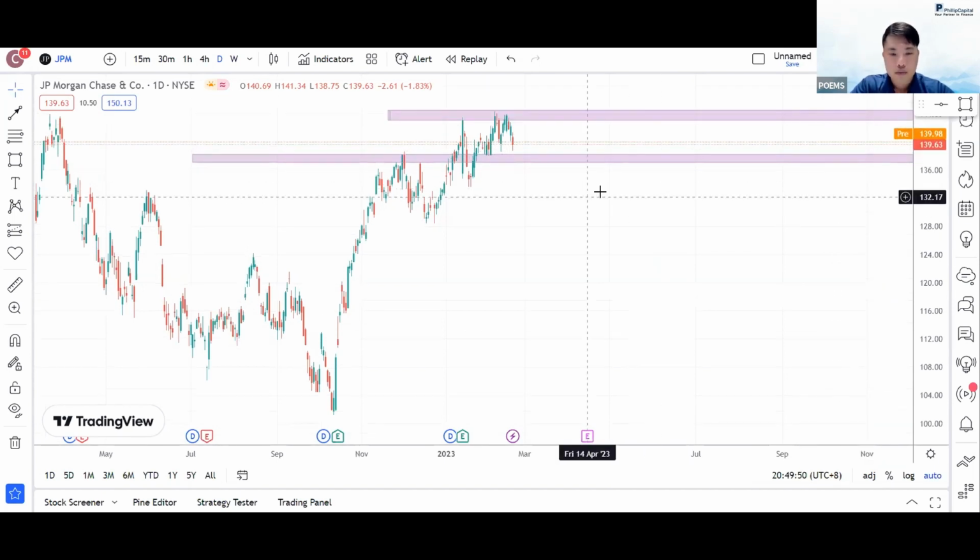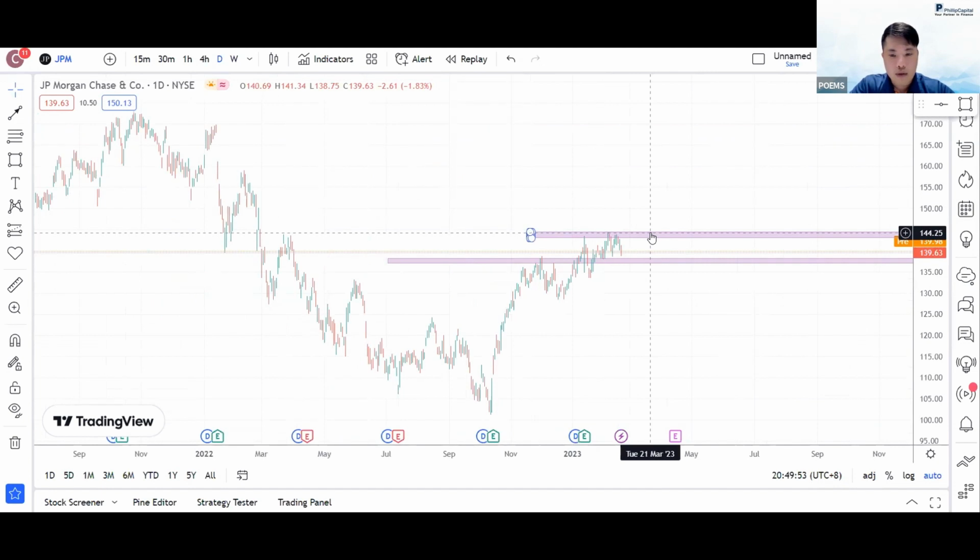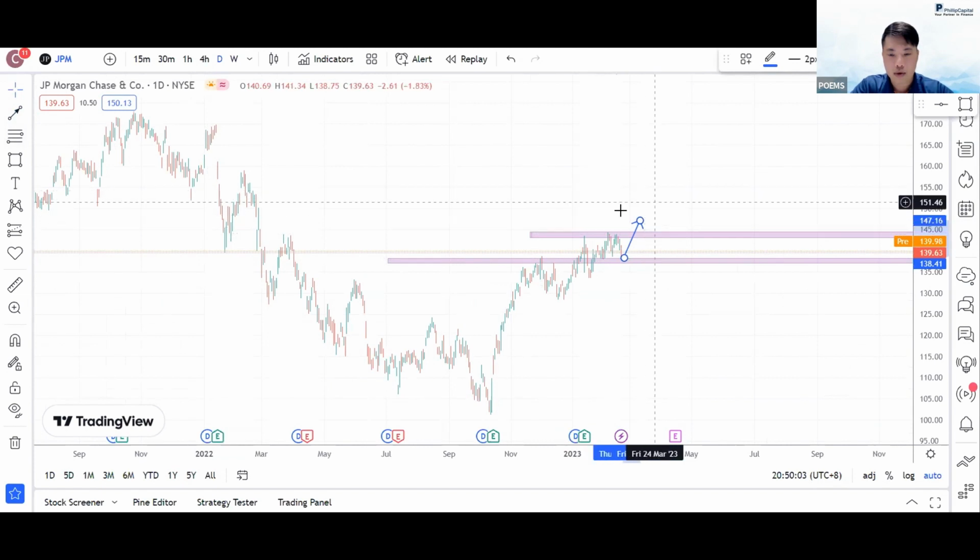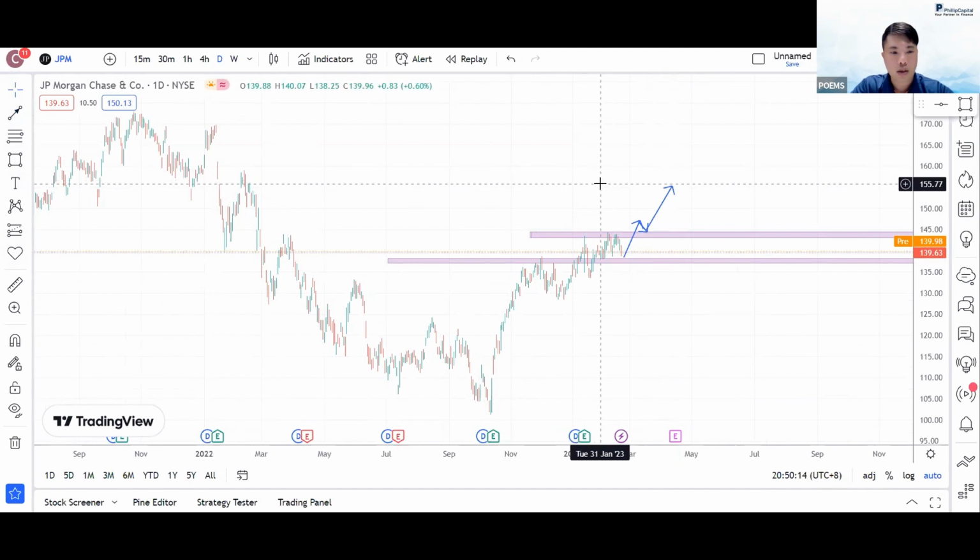So a more definite confirmation would be if you want to see JPM at least break the 144. So you want it to tap, go up, strong bullish, break above 144, come back down, then will we be able to see it continue the upward movement to the next one, which will be somewhere around the 155.